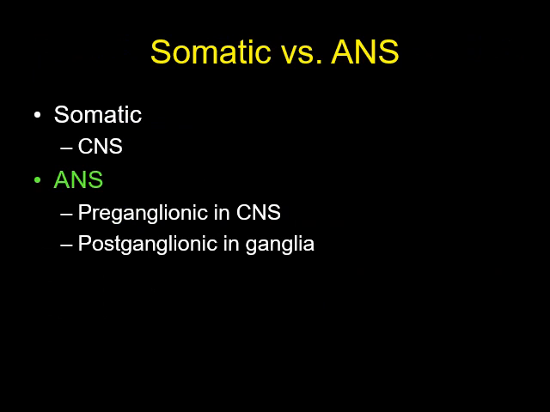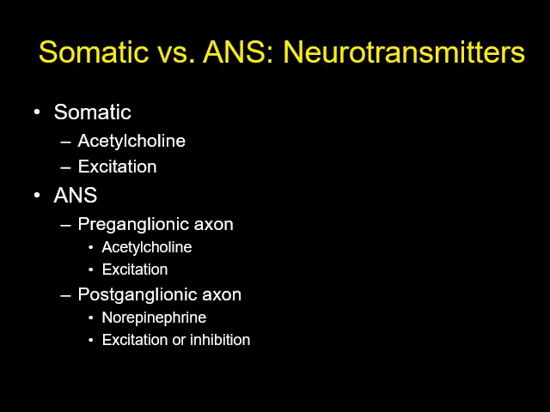Somatic nerve fibers are seen only in the central nervous system, whereas in the autonomic nervous system, we have the preganglionic fiber originating in the central nervous system, but the cell body of the postganglionic in a ganglia, or collection of cell bodies, outside of the brain and spinal cord.